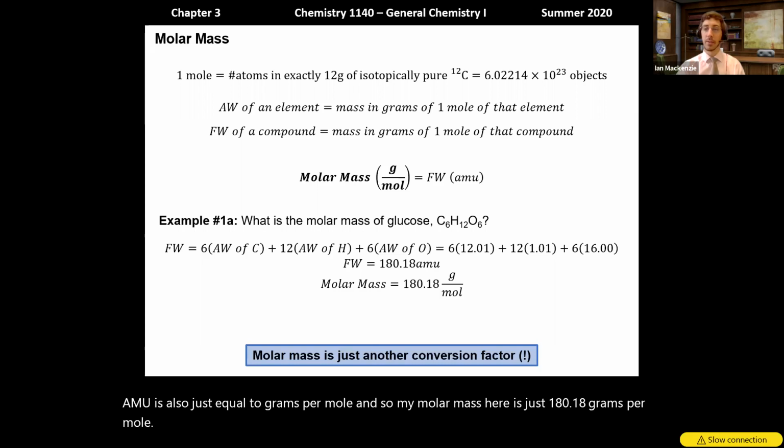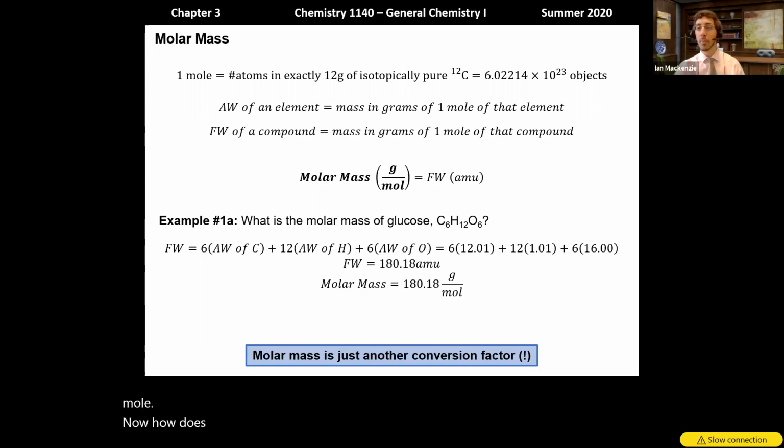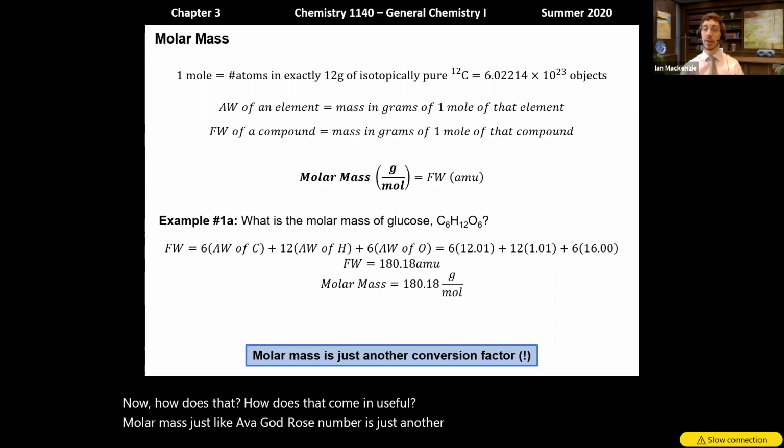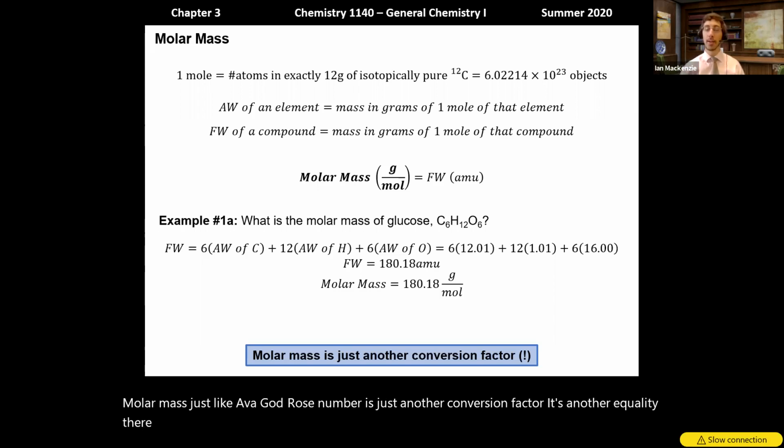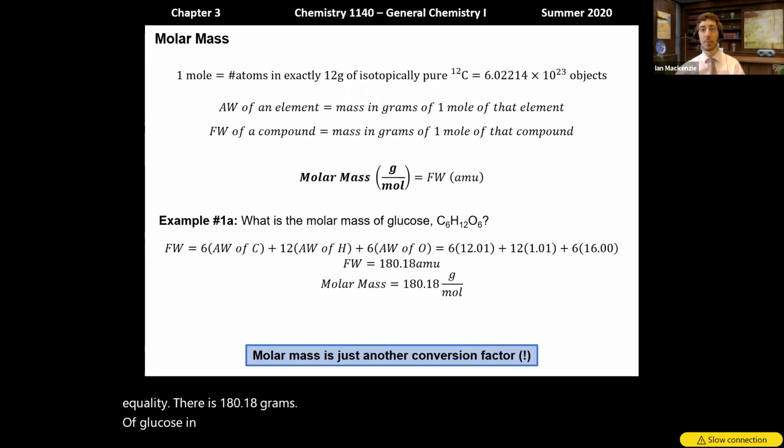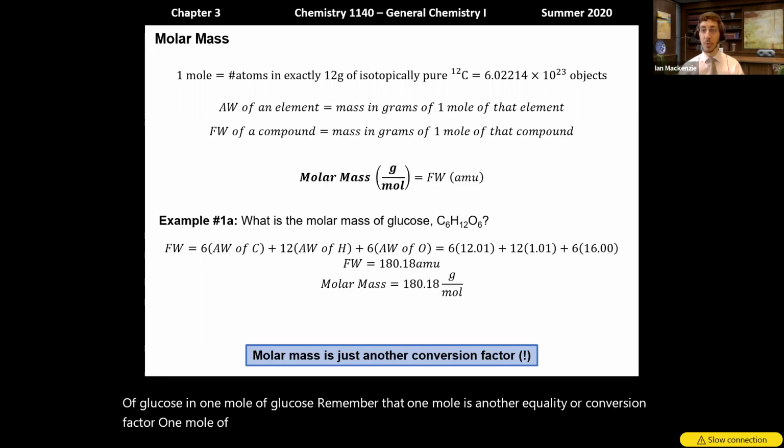Now how does that come in useful? Well, molar mass, just like Avogadro's number, is just another conversion factor. It's another equality. There is 180.18 grams of glucose in 1 mole of glucose. Remember that 1 mole is another equality or conversion factor. 1 mole of glucose would be 6.02214 times 10 to the 23rd molecules of glucose. And so I can use this just as an equality and another conversion factor. Let's go through a couple examples.